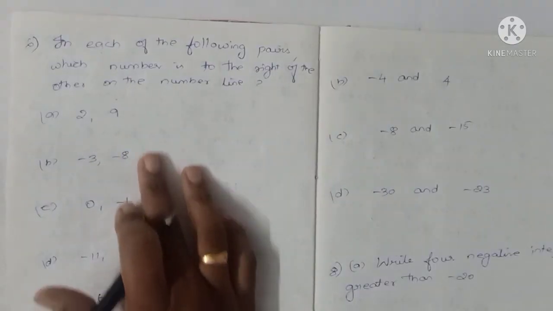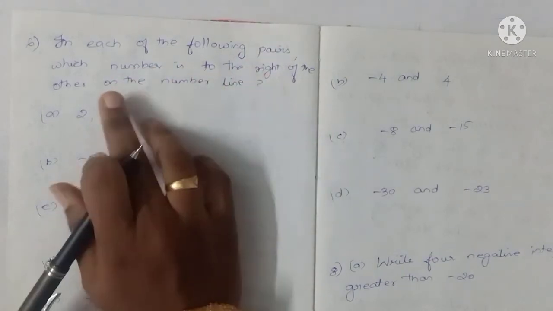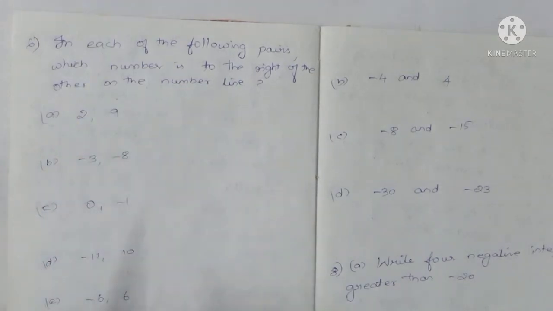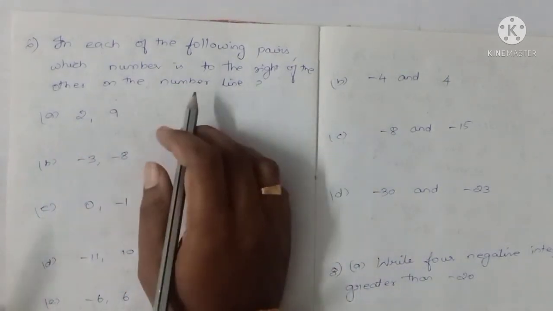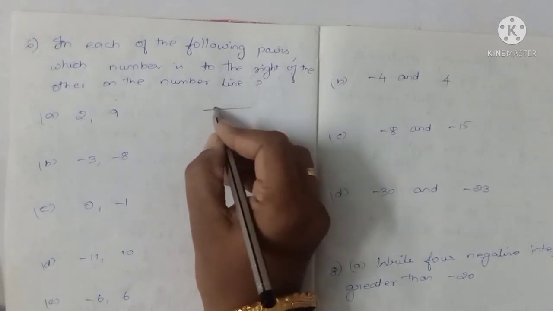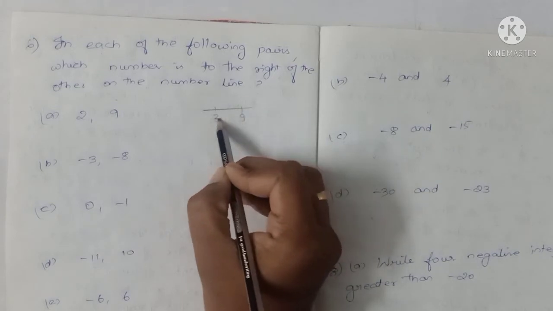Sum number 6. In each of the following pairs, which number is to the right of the other on a number line? So we have to draw a number line roughly and tell which number is to the right of the other number. So you just consider a number line. After 2 only we will be getting 9. So 9 is right to 2.